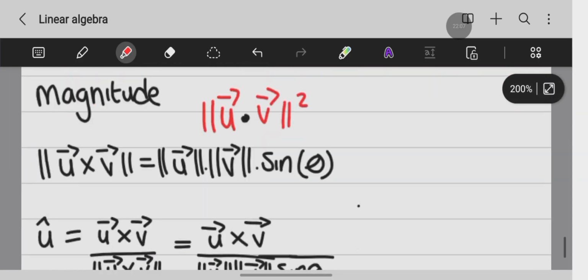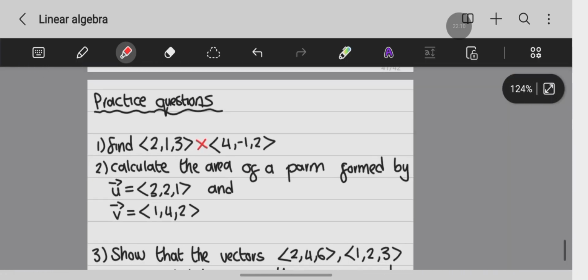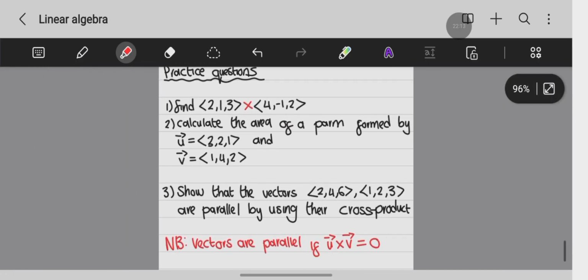Down here at the end, I have some practice questions that I would like you guys to try. So these are the practice questions. Firstly, find the cross product of these two vectors. Secondly, calculate the area of a parallelogram formed by these two vectors. You can draw it if you want to, just for a good visual representation. Then I would like you to find the area of a triangle formed by these two, and show that these vectors are parallel by using their cross products.